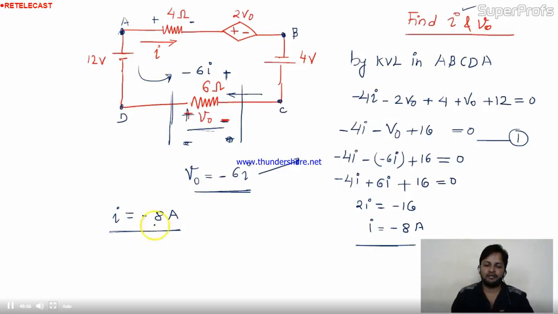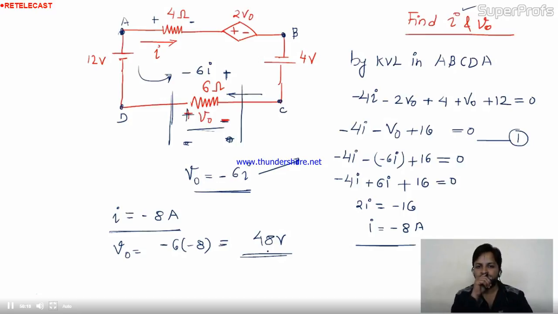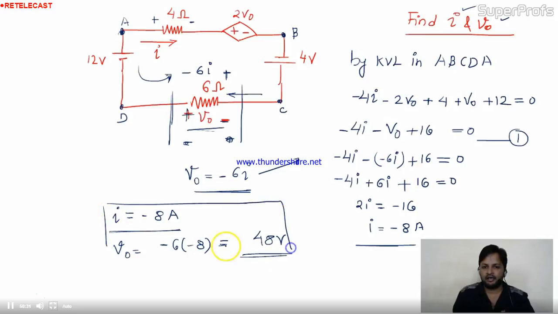Now come to V0. Once we find the value of I, we can find V0. V0 is nothing but minus 6 into minus 8, which will be 48 volt. Is there any problem? It will be 48 volt. I hope this one is clear to you. They are asking for I and V0. Both are here, 48 volt and minus 8 ampere. This is our answer. It's very easy actually. Come to the next.